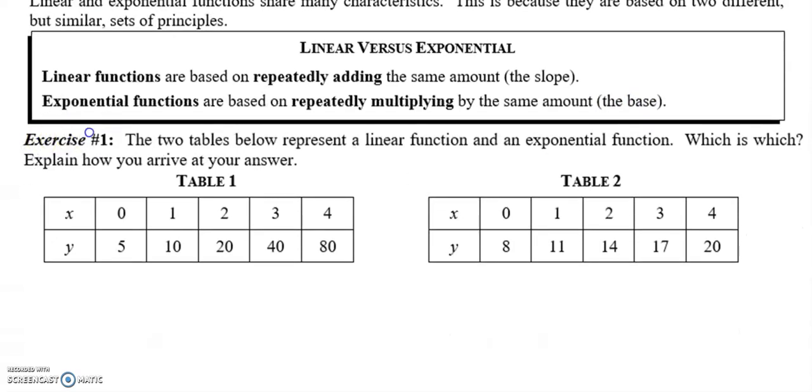So exercise number 1. The two tables represent a linear function and an exponential function. Which is which? So we want you to tell us which one of these tables is linear and which one is exponential, and explain. Use these definitions to help you. So go ahead and try that now, and only hit play once you have an answer.